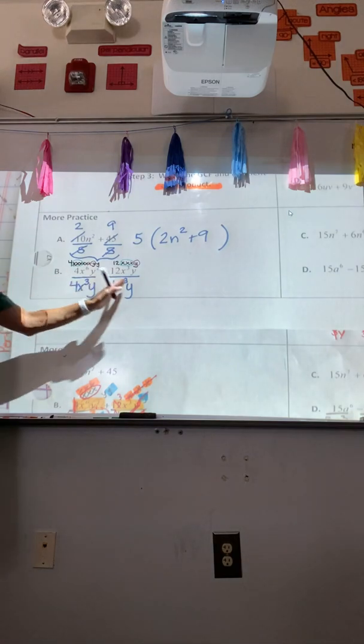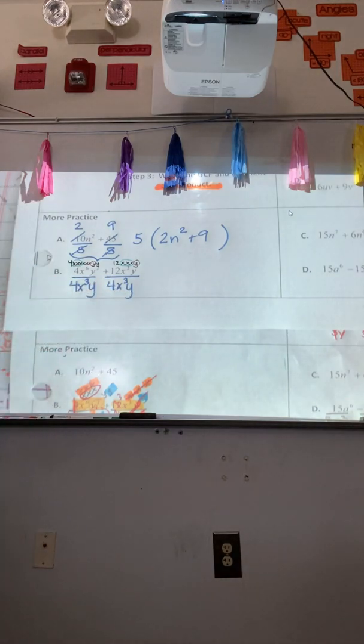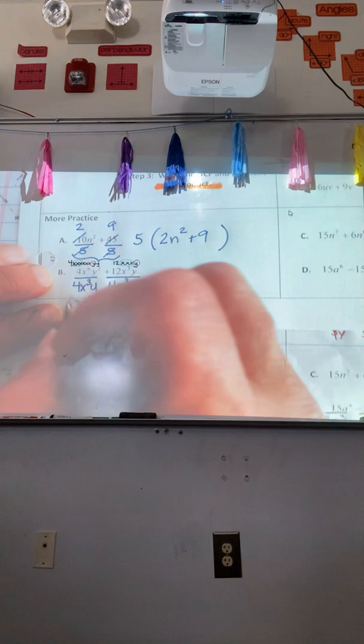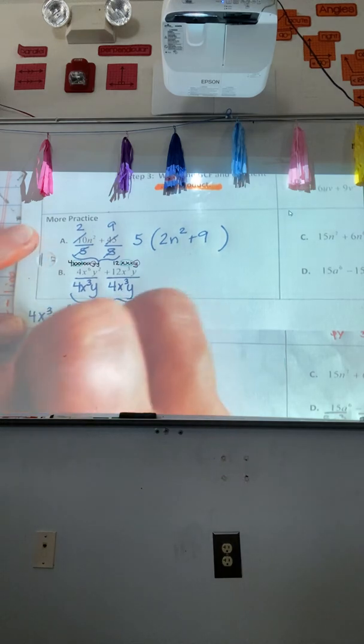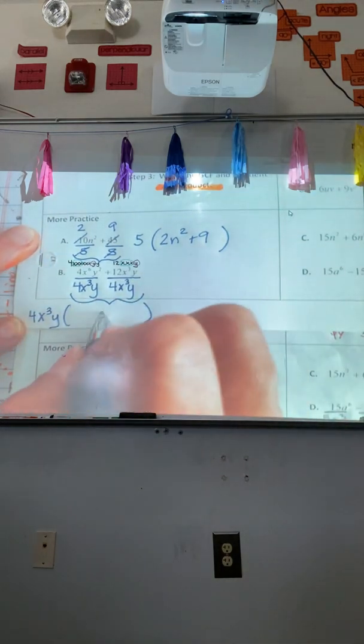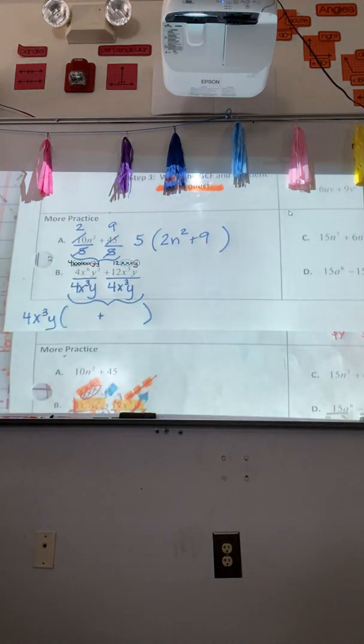Notice that I'm dividing by the same thing. That's what I'm factoring out front. So whatever I write right here, that is what is written out front. 4x cubed y. And open up your parentheses and you have a plus sign in the middle.